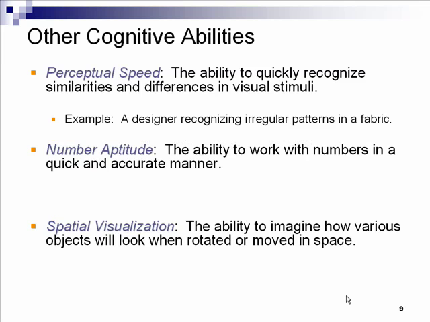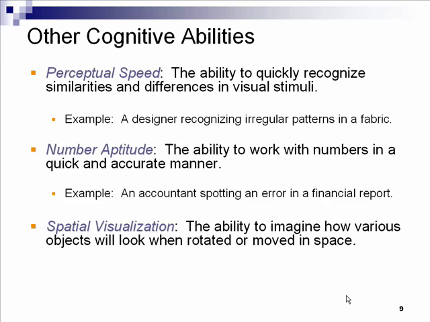Another specific cognitive ability that predicts a specific type of work performance is number aptitude, which we define as the ability to work with numbers in a quick and accurate manner. Think about that. What kind of job would you think number aptitude would be important for? Well, an accountant spotting an error in a financial report is a good example of a job that requires the specific skill of number aptitude.